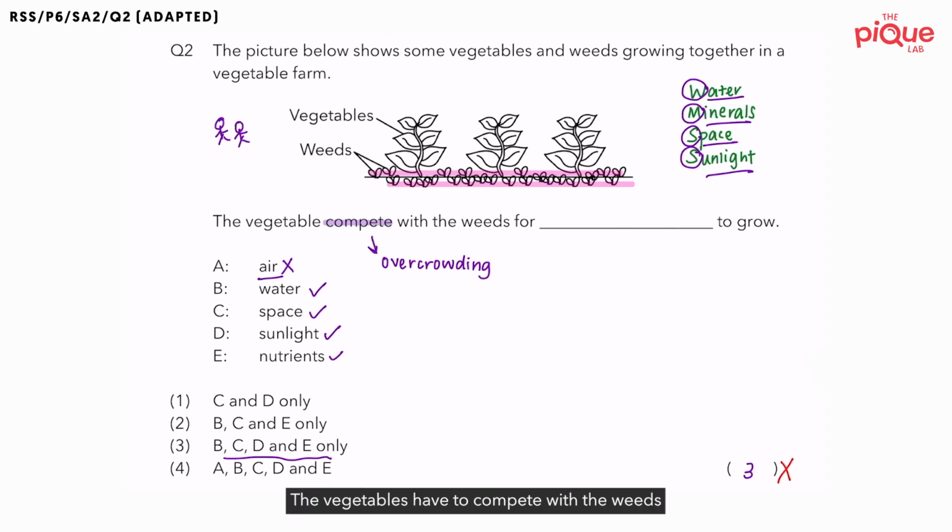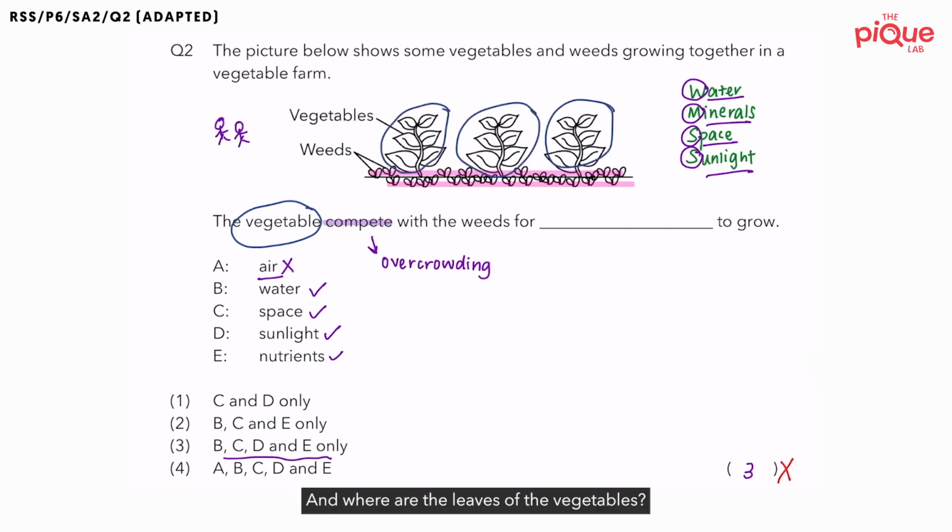The vegetables have to compete with the weeds for some resources in order to grow. The key word is vegetable. And if you look, the vegetables are growing above the weeds. And where are the leaves of the vegetables? The leaves are also above the weeds.